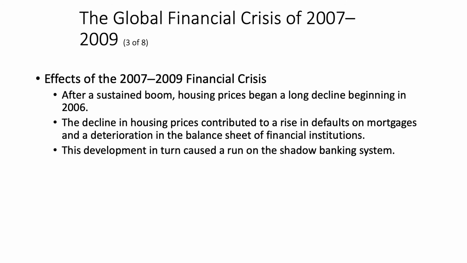After the sustained boom in housing prices, they began a long decline in 2006. The decline in housing prices contributed to a rise in defaults on mortgages and a deterioration of the balance sheet of financial institutions. So everyone started defaulting together as this sort of avalanche started to occur. And this development, in turn, created a run on the shadow banking industry, sort of like the bank runs that we would have seen during the Great Depression.